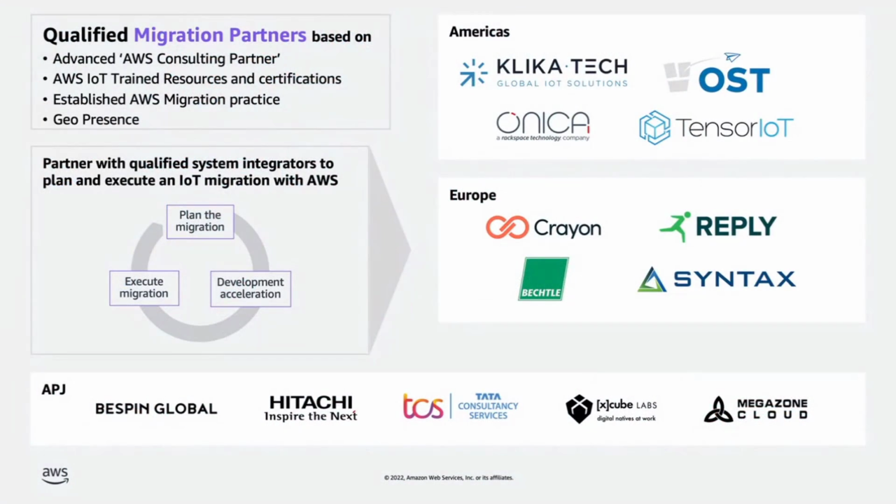Now, as we said earlier, a best practice is to select a qualified partner that can assist with your IoT migration journey. We have advanced AWS consulting partners with established AWS practices ready to assist in each of these different regions, whether it's Americas, Asia Pacific and Japan, and EMEA. We also have funding programs available to mitigate the costs associated with using the qualified partner. So I highly recommend that you talk to your account team and get that process started.